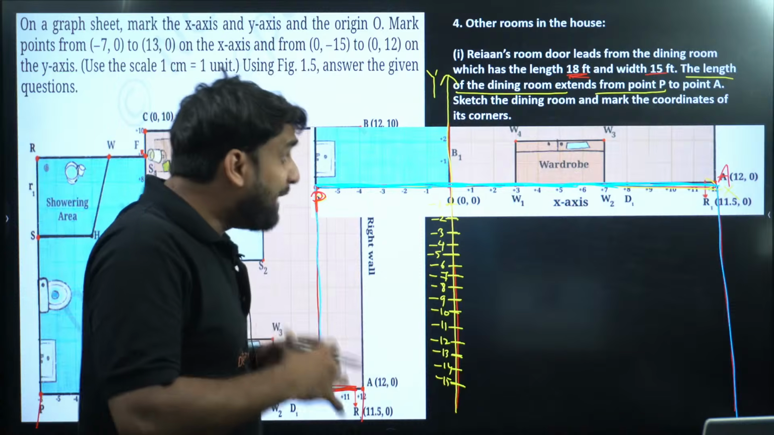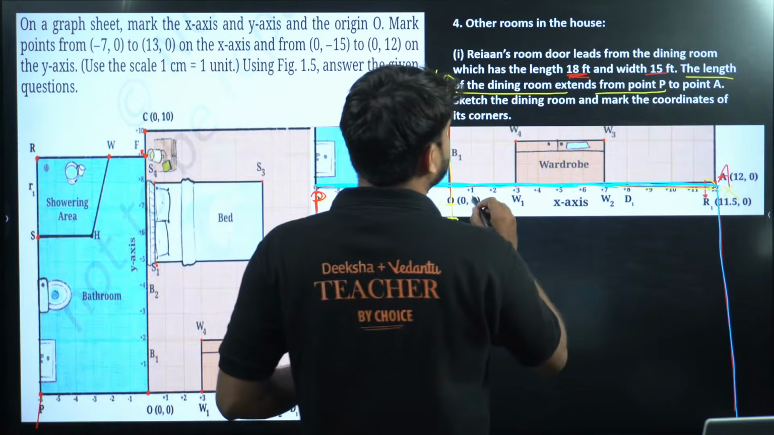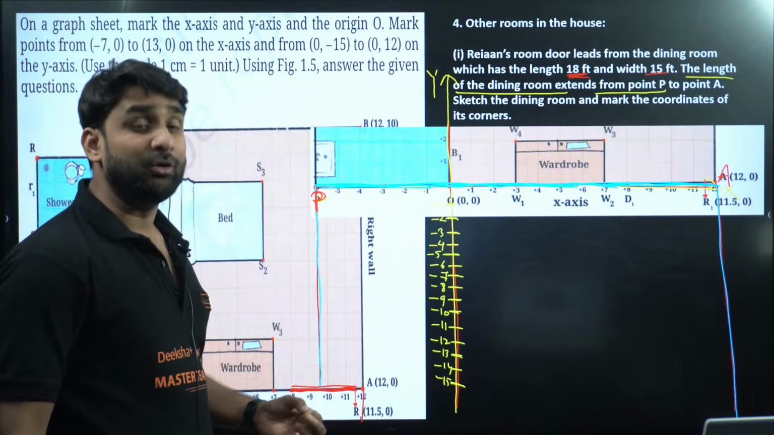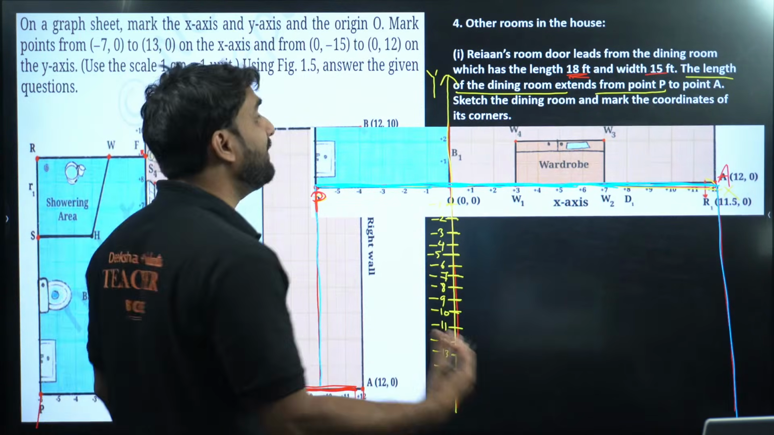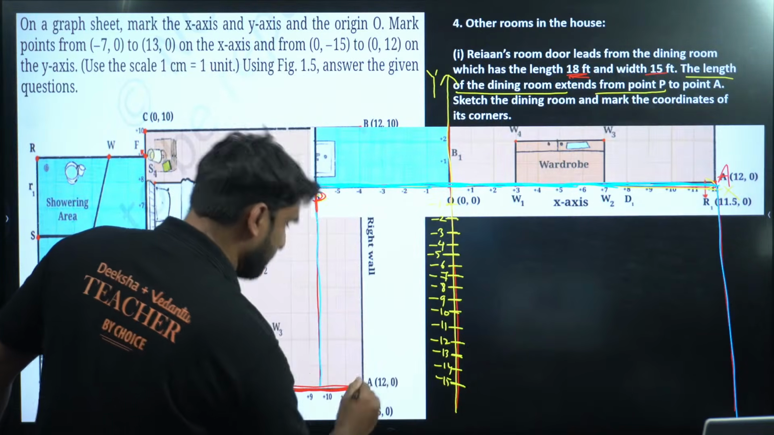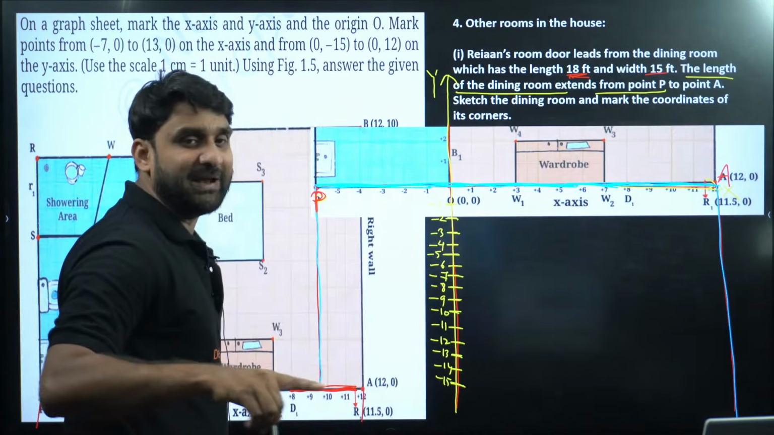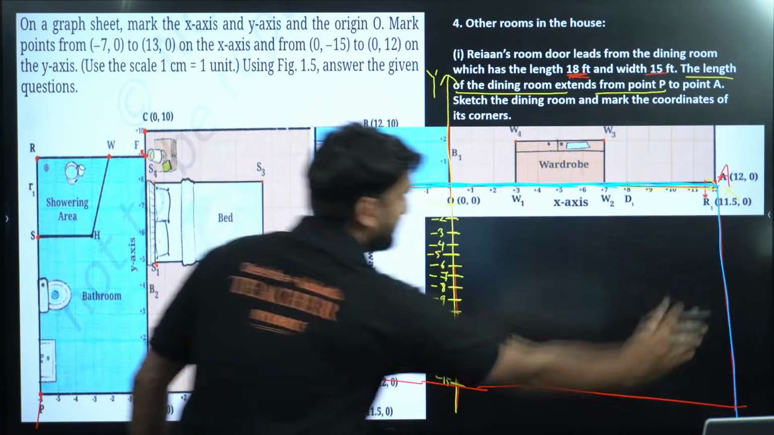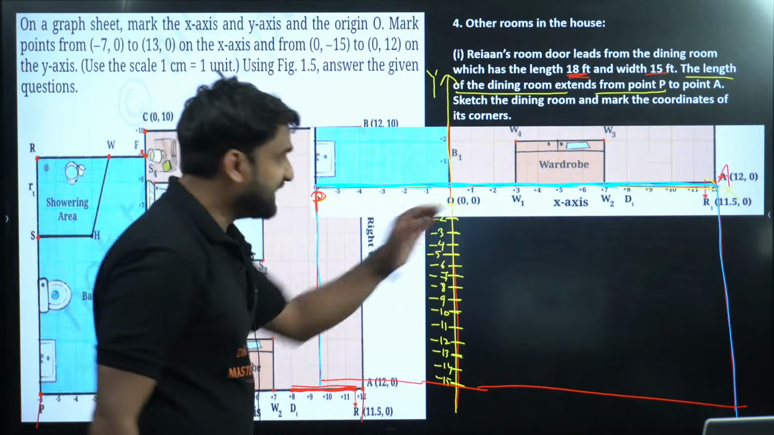Okay, so the length and breadth are given to you, so the dining room is rectangular in shape. So what will be the coordinates? Let's say this is PA and this 15 feet is the breadth of the dining room. So we can join this line. So this is the dining room. This entire area is the dining room.